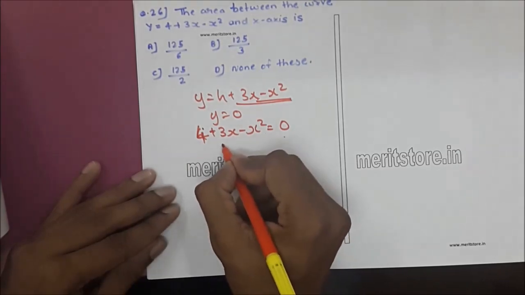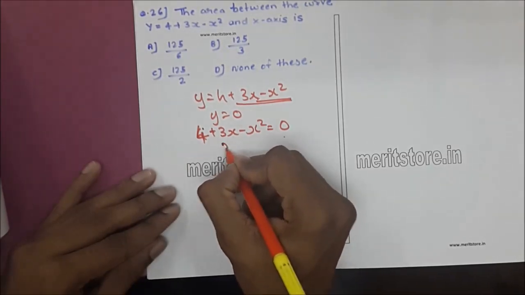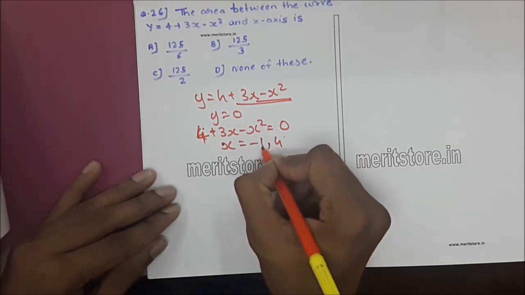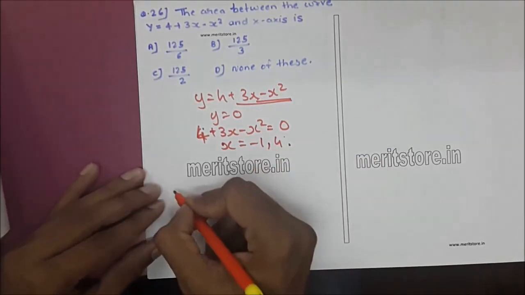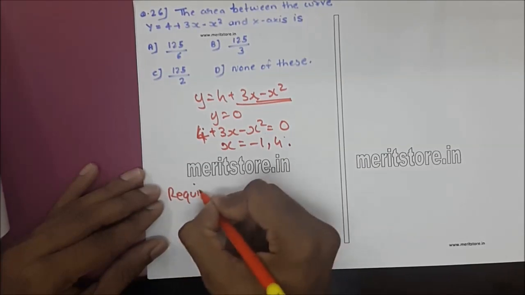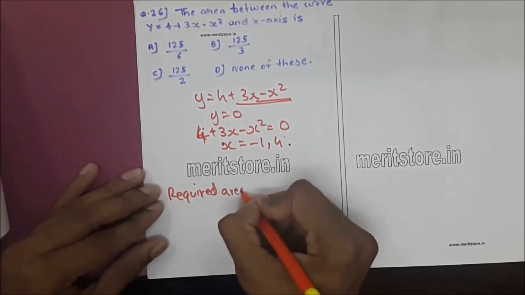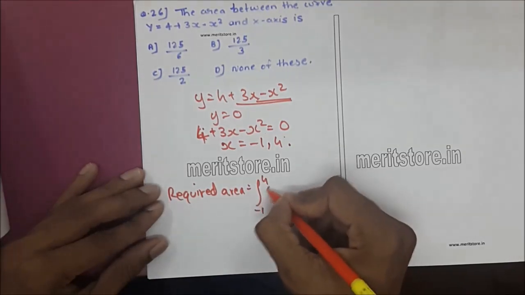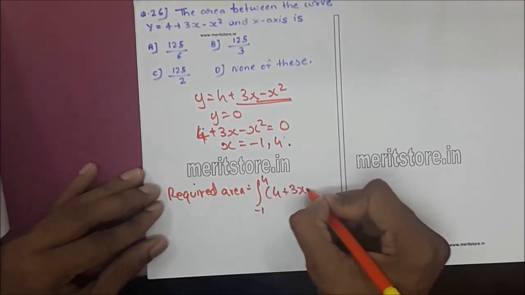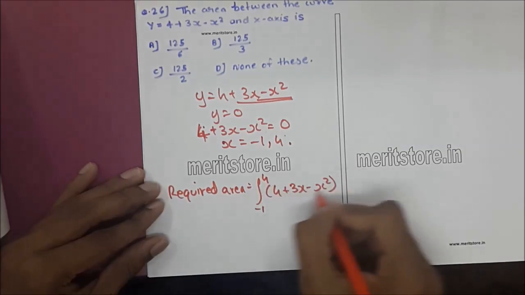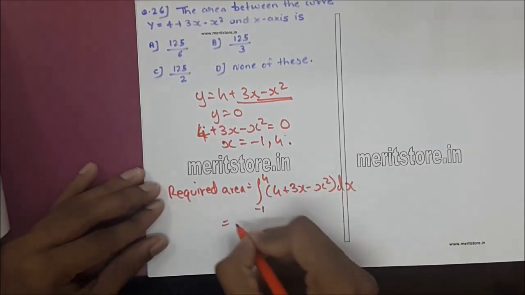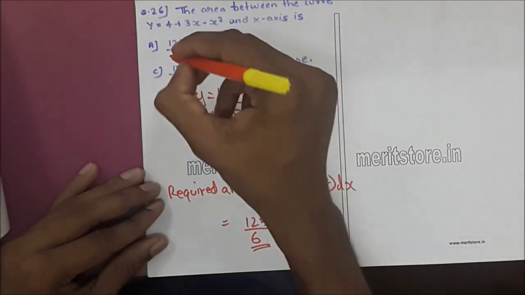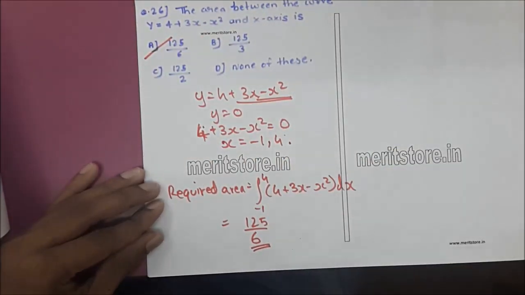Solving this we get points as x is equal to minus 1, x is equal to 4. So the required area in points, that is integral from minus 1 to 4 of 4 plus 3x minus x square, we solve this, we get 125 by 6, which is option A. Option A is the correct answer.